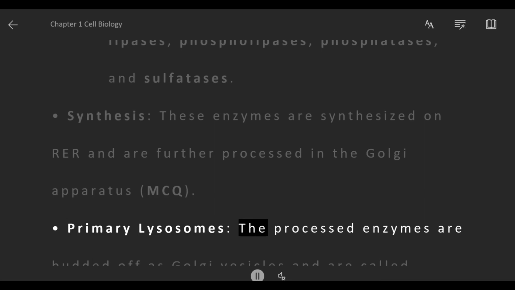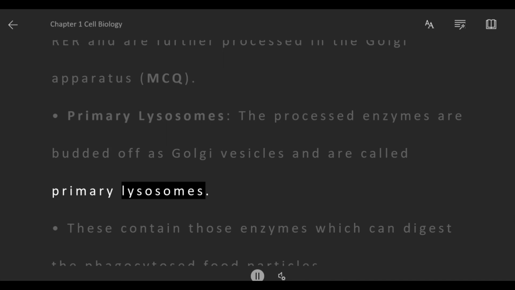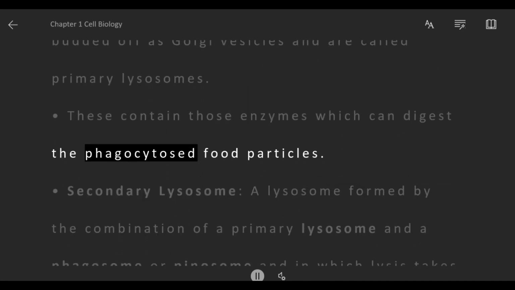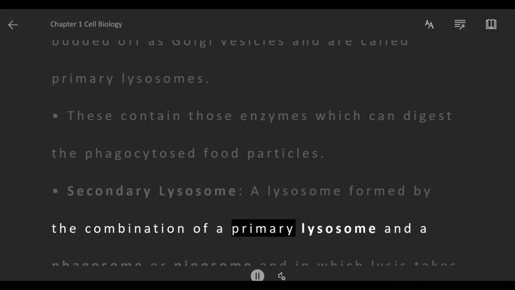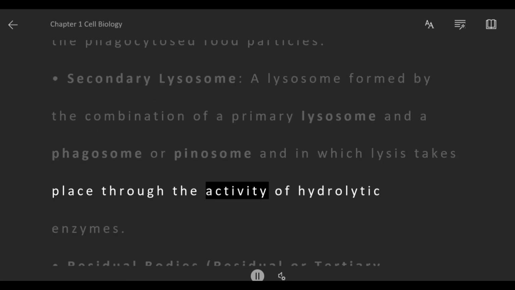Primary lysosomes. The processed enzymes are budded off as Golgi vesicles and are called primary lysosomes. These contain those enzymes which can digest the phagocytosed food particles. Secondary lysosome. A lysosome formed by the combination of a primary lysosome and a phagosome or pinosome, in which lysis takes place through the activity of hydrolytic enzymes.